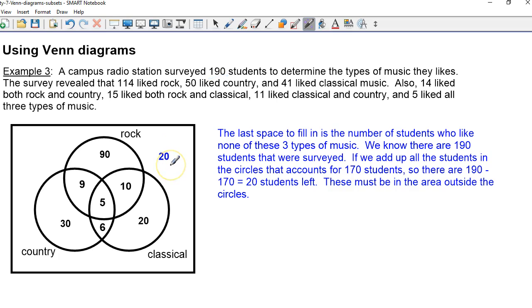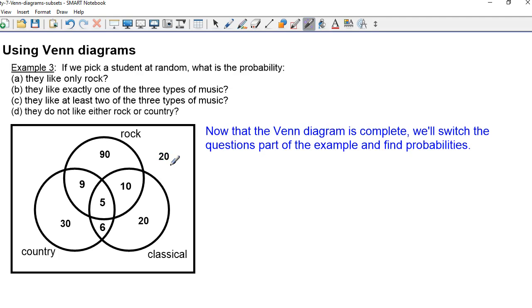They have to be outside all the circles. They must like none of these 3 types of music. Okay, so at this point we have the Venn diagram is complete. Now we'll switch to the questions part of the problem, and we'll find the probabilities that they're asking for.